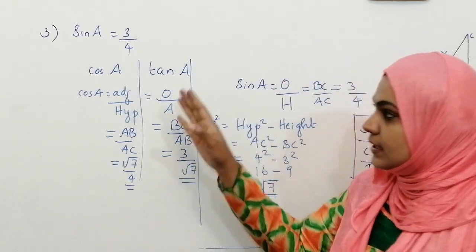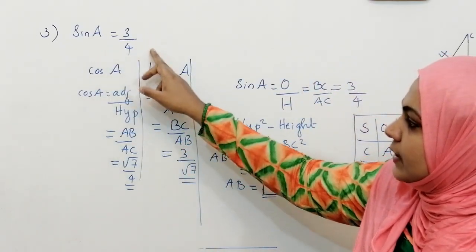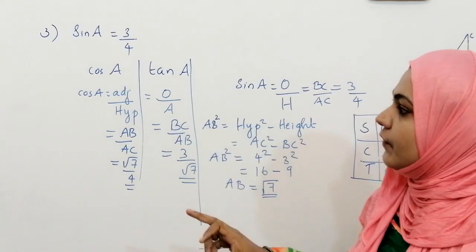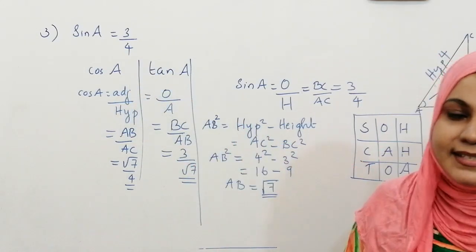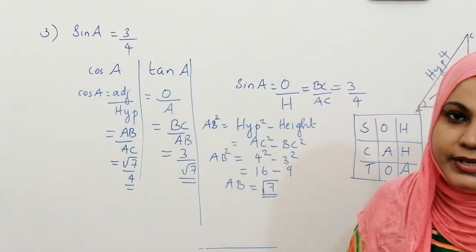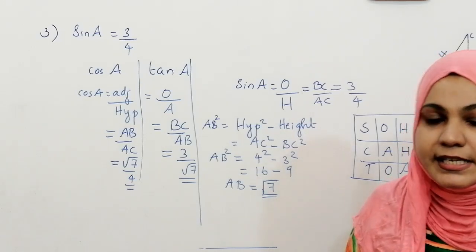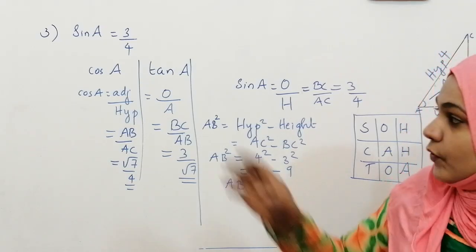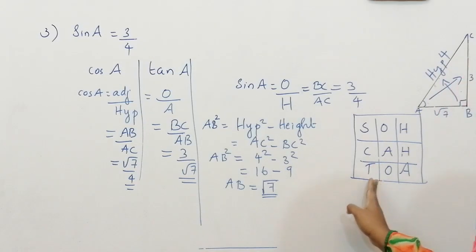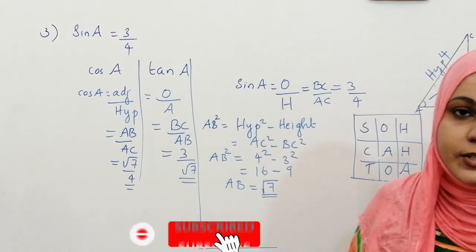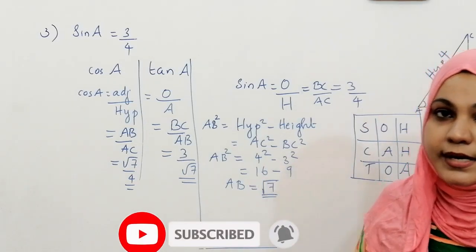I hope you understood question number 3. Sin A is equal to 3 by 4, so from this we can find cos A and tan A. We have discussed 2 tricks for introduction to trigonometry. If you use any of the tricks, it will be really easy for you. For this question we used SOHCAHTOA, but you can use any of the tricks, no problem. I hope you understood this question.